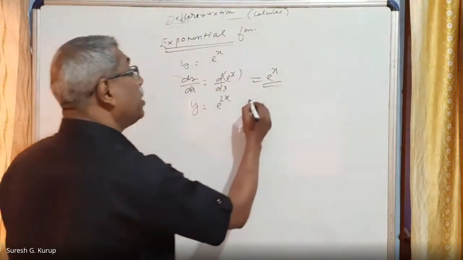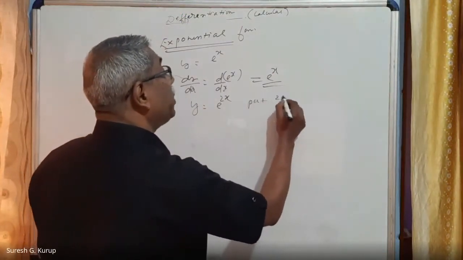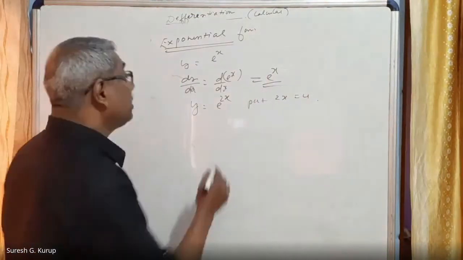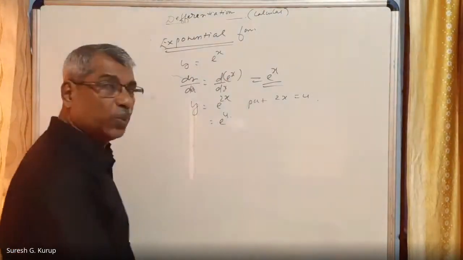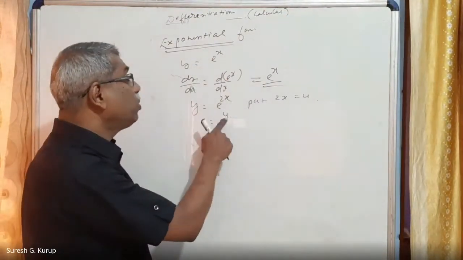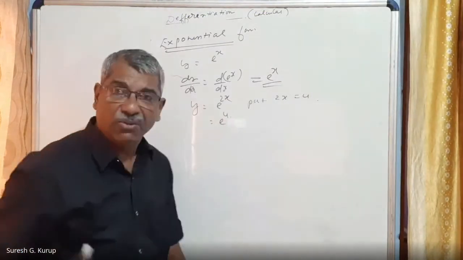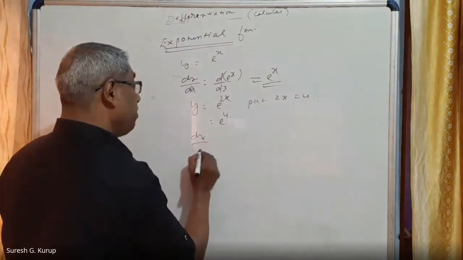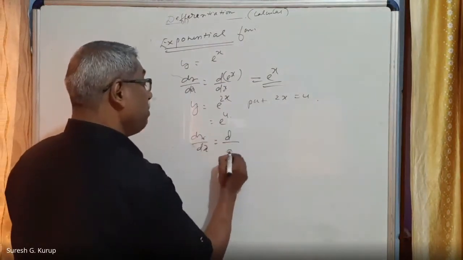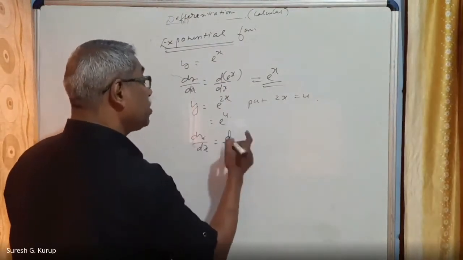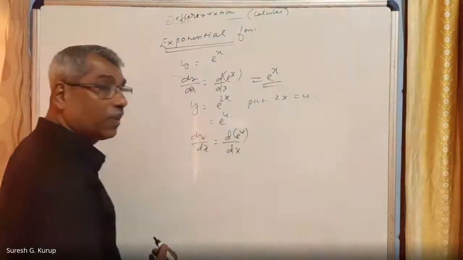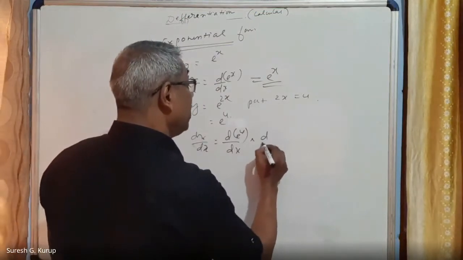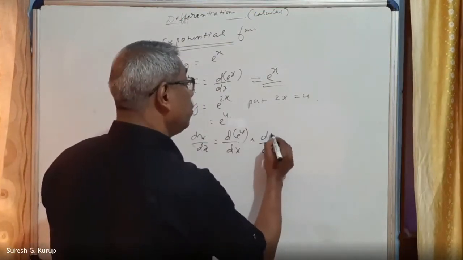In this case, put 2x is equal to u. First of all, make it in the normal form. Then this becomes e raised to u. So now y is a function of u and u is a function of x. In that case, how will we do it? Then dy by dx is equal to e raised to u into du by dx. d by dx of u is equal to 2x.